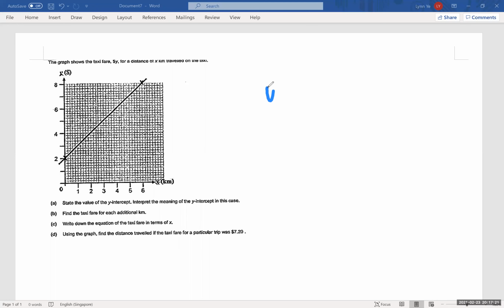So from earlier on, we have the equation y equals x plus 2, right? Now they say, using the graph, find the distance traveled if the taxi fare for the trip is $7.20. So if this is 6 and this is 7, then 7 must be here. So $7.20, let me see if we can draw it accurately. Draw the line. So 7.20 will be around here, and then all the way down, which is here.